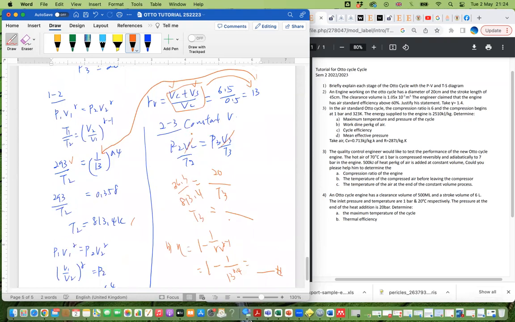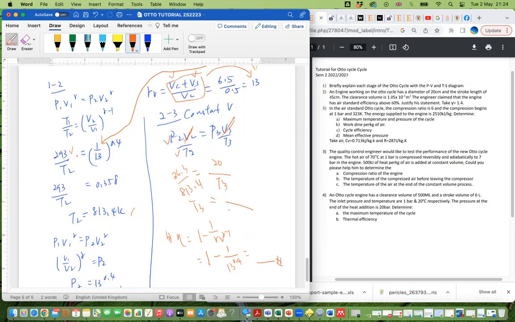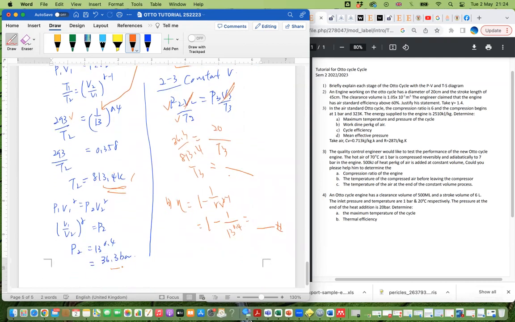Okay, so 2 to 3 is constant volume. Since it is constant volume, we can use the perfect gas condition. We cut the volume out. So since you have your P2 just now, you have your T2, okay, which is here, your T2, and your P2 is here, and you can find your P3. So plug it in, you're able to find your T3.